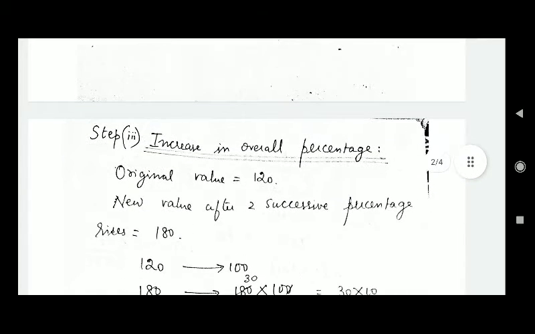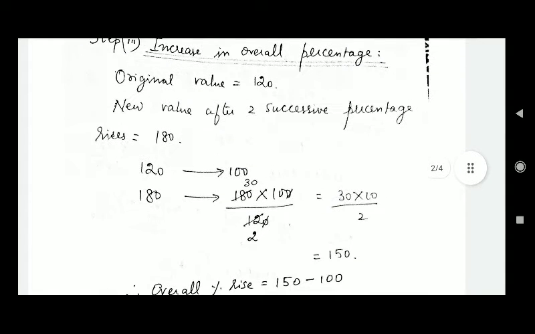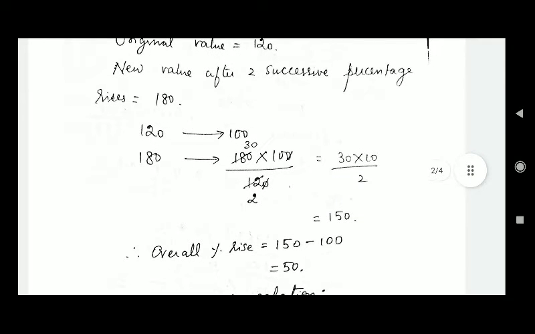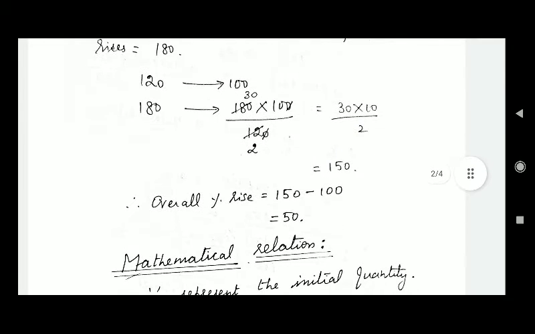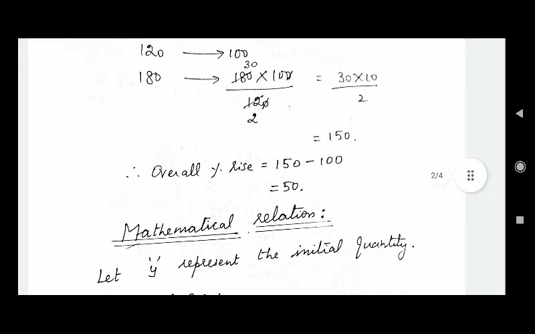Now let us see the increase in overall percentage. We very well know that the initial value was 120, and we also know that after two successive percentage rises the final value was 180. If 120 is given a yardstick of 100, 180, by applying direct proportion logic, will get a value of 150. So the overall percentage rise will be 150 minus 100, which amounts to 50.